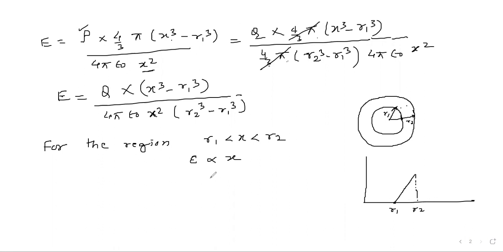And after that, for the region R2 is less than x is less than 2R2, E will be proportional to 1 upon x square. So the graph will look like this. Here E is proportional to x, and this is E inversely proportional to square of x. And this is our answer.